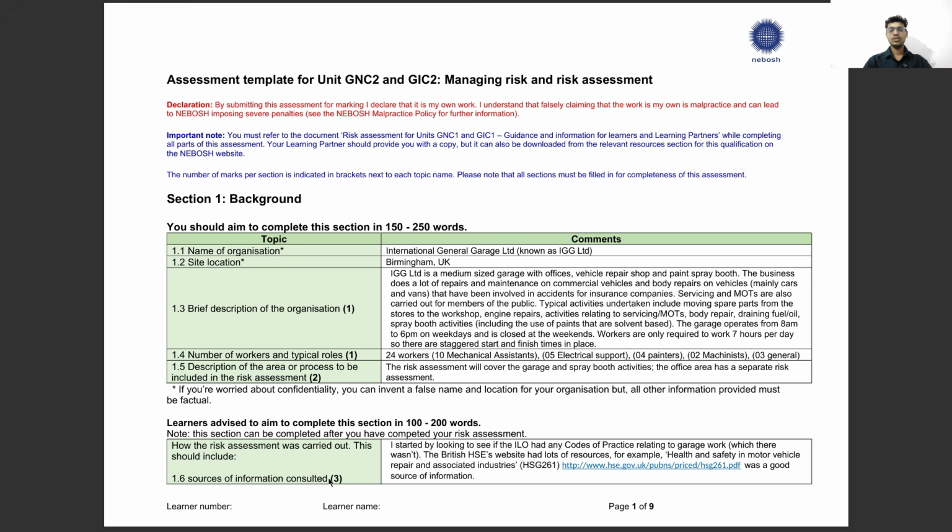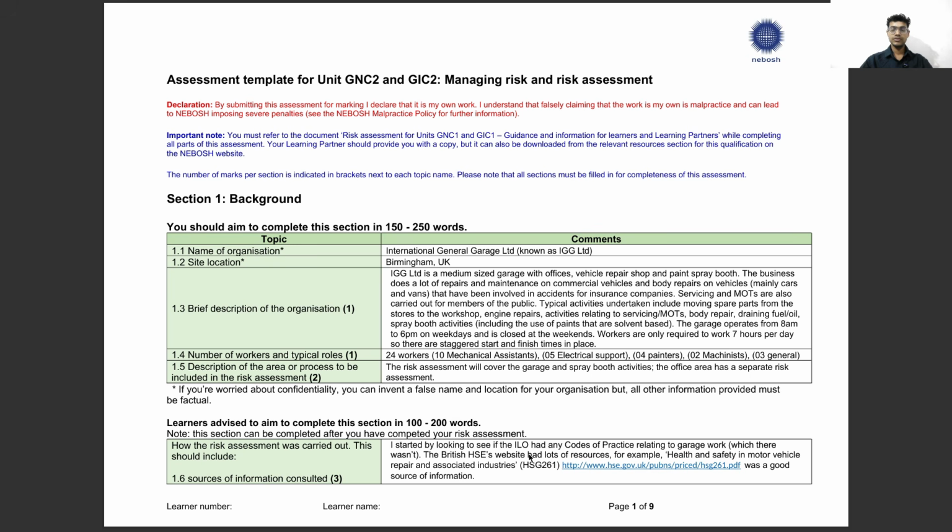So when you visit a particular company to do the risk assessment, or when you are in a particular company doing the risk assessment, there are a lot of things for which you will require some source of information. In such a condition, here you can see I started by looking to see if the ILO had any code of practice relating to garage work, which there was not.